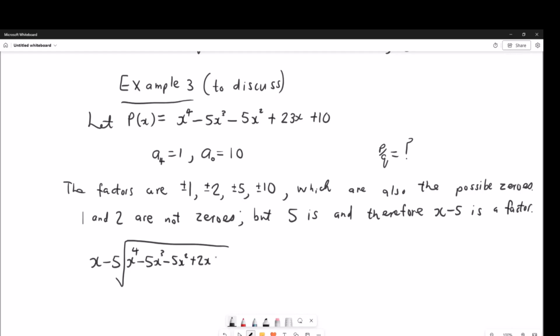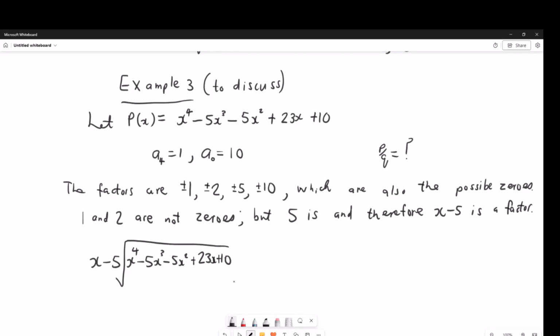Sorry, guys, I wrote this down incorrectly. Plus 23x plus 10. So you will do that long division and you'll end up with some cubic polynomial. Of course, x minus 5 is a factor, so the remainder is 0. And then you'll go about it in that way and establish what the other zeros are.